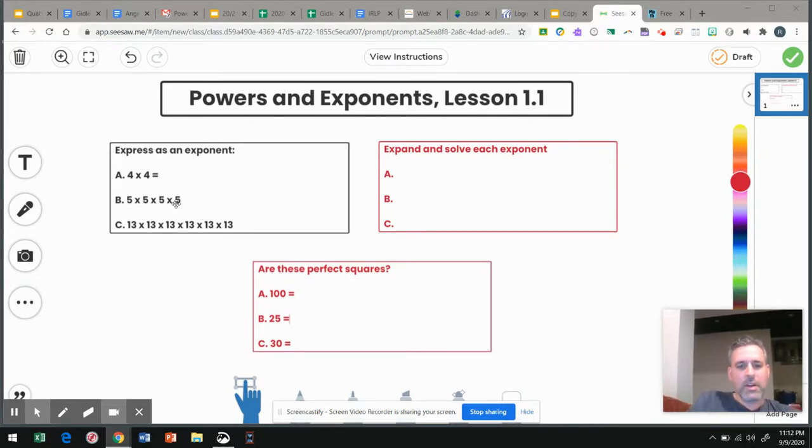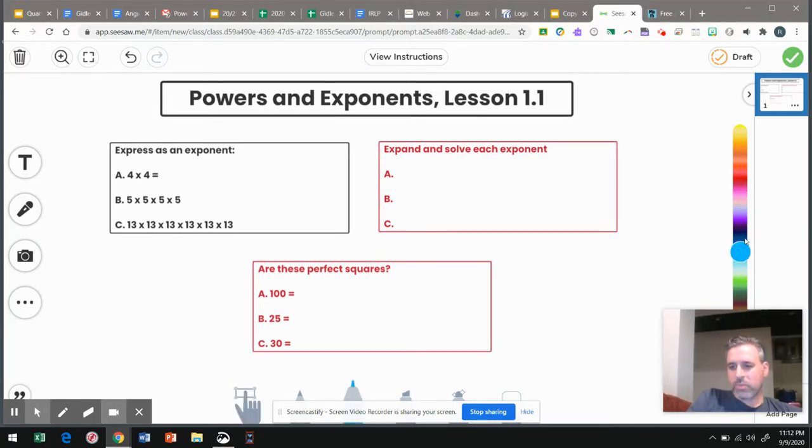Pretty simple. So let's take a look at the first one here. Let's look at how do we actually express these numbers as an exponent. Well, it's real simple. So let me select my tool here and let's take a look. So what we want to look at is how many numbers do we see? So we have a 4 times a 4. So we see two numbers.